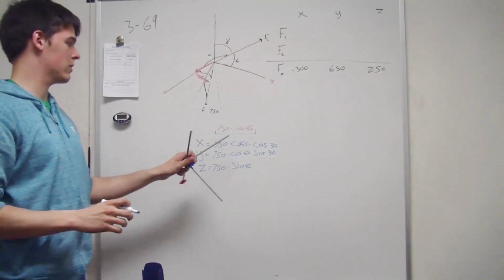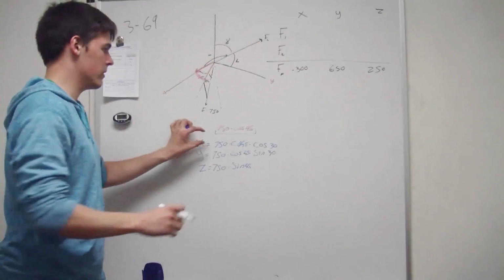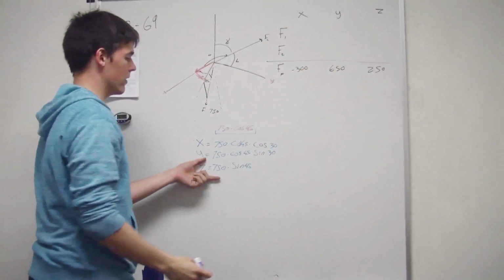So if we put these individual numbers up here, this is our x component, this is our y component, and this is our z component.